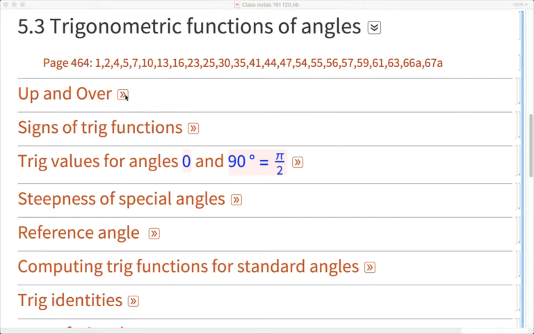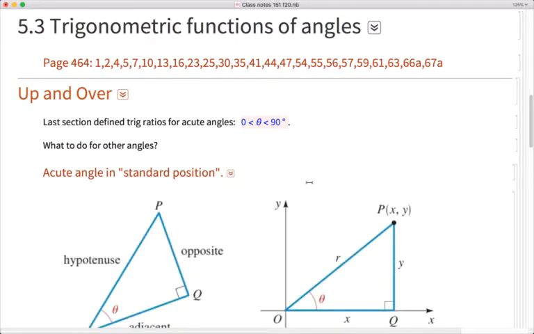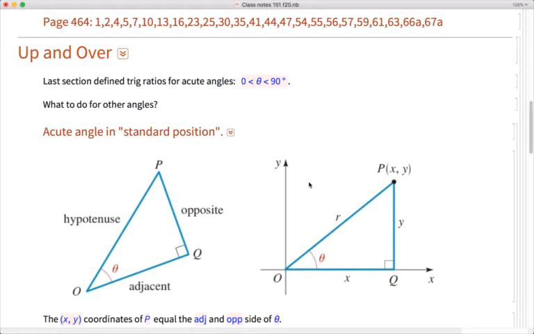Okay, section 5.3, trig functions of angles. In 5.2 we talked about trig ratios for acute angles in right triangles. And here in 5.3 we're going to try to extend these trig functions to angles that are not acute, angles that don't fit inside of a right triangle.